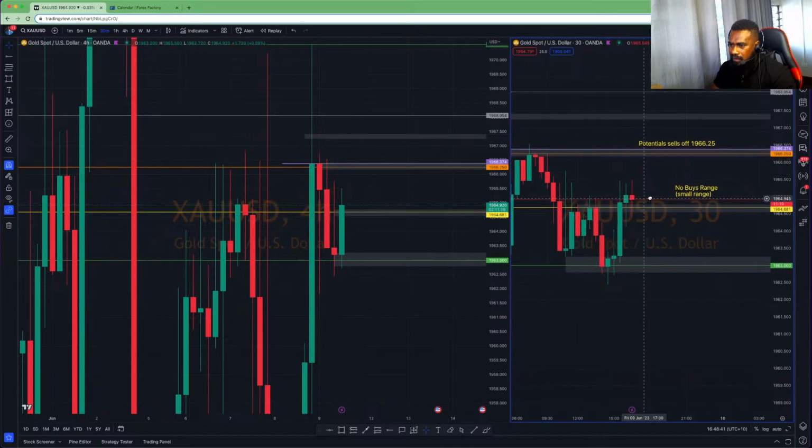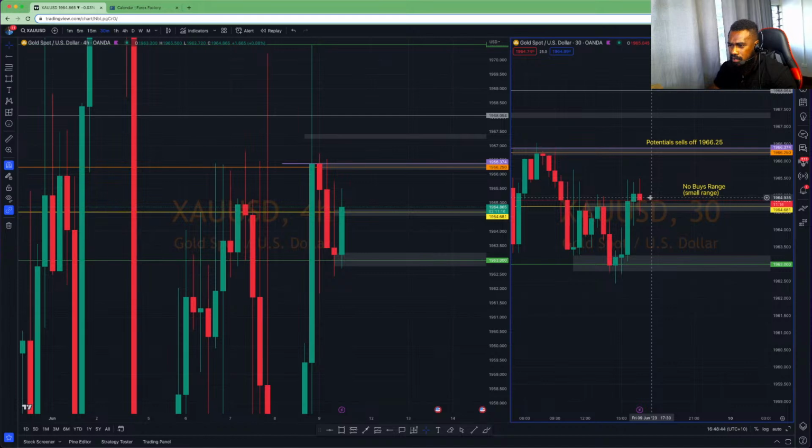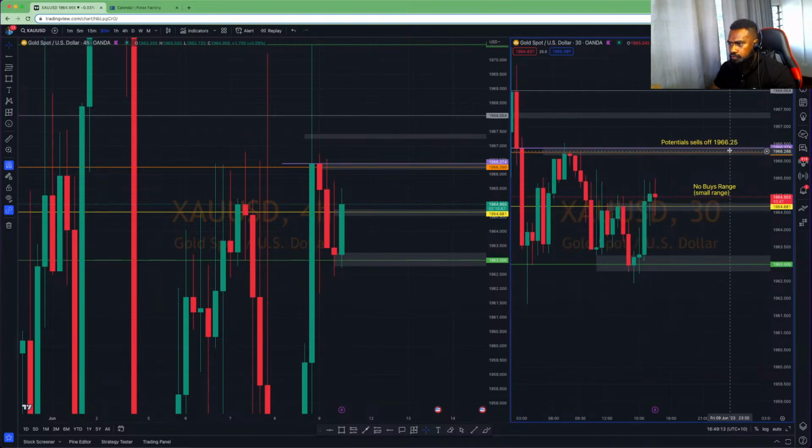Previous 30-minute candle had a small bullish candle wick. Yeah, at this point, usually when price is in a range like this, we start to formulate all sorts of scenarios in our head. So I think the best thing to do is, if you want to get in on sells, we're going to wait for price to come to 1966.25. For better sells will be below 1963.